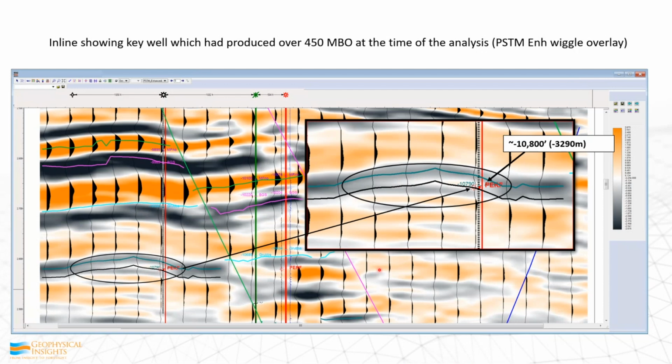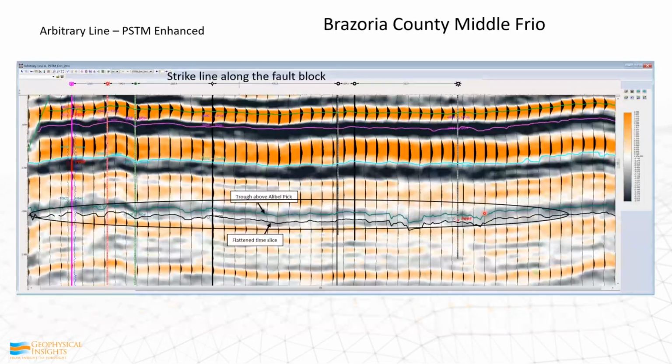Now, I ran my first recipe with this, and this is a strike line down that fault block, so you can see where this wispy little amplitude comes and goes throughout. And here's the good well, and here are the 3 poor wells down here at this end on the west side.